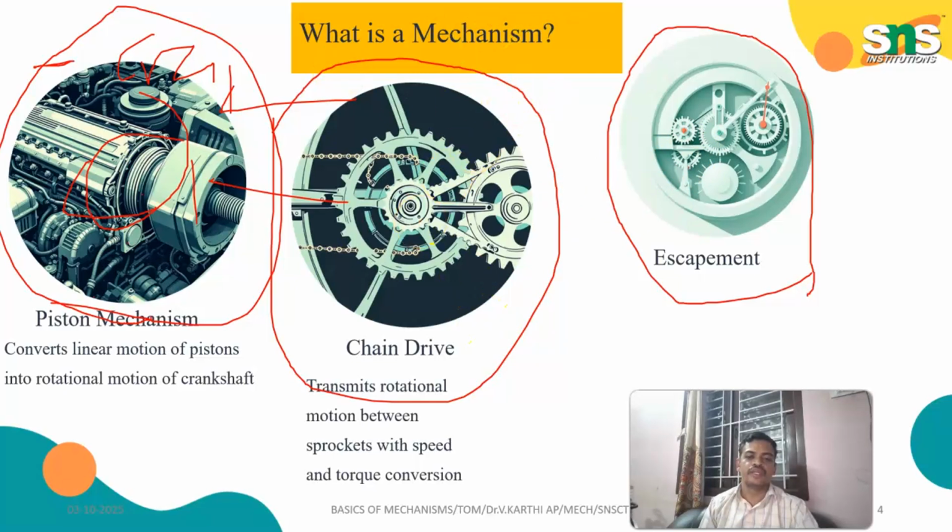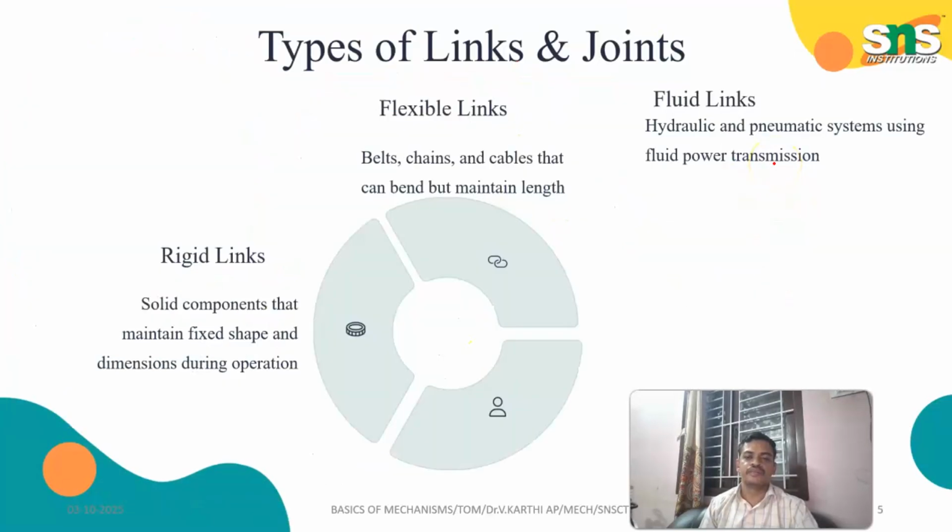Next one is types of joints. Types of link joints: a connection between two or more links allowing relative motion. The types are revolute, a turning pair, prismatic, a sliding pair, screw pair, cylindrical pair, and spherical pair.